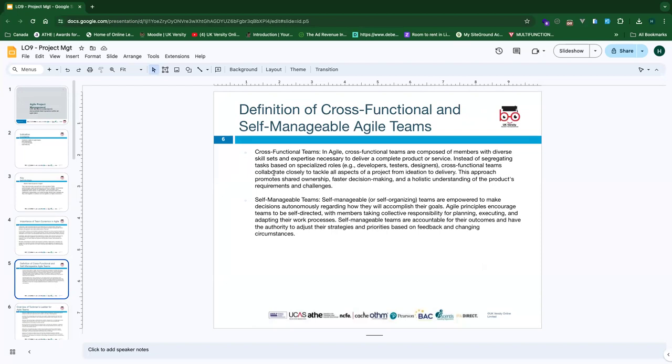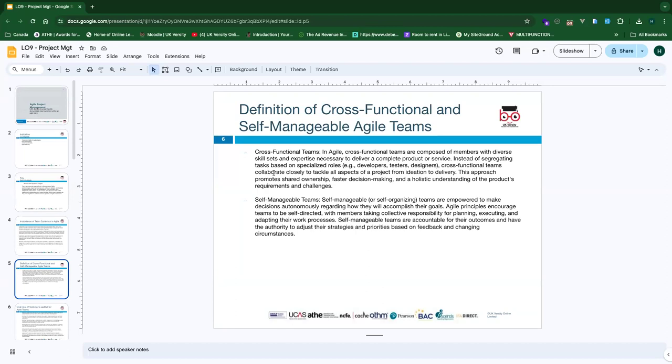The first one is cross-functional. In agile teams, cross-functional teams are composed of members with diverse skill sets and expertise necessary to deliver a complete product or service. Instead of segregating tasks based on specialized roles, e.g., developers, testers, and designers, cross-functional teams collaborate closely to tackle all aspects of projects from ideation to delivery.